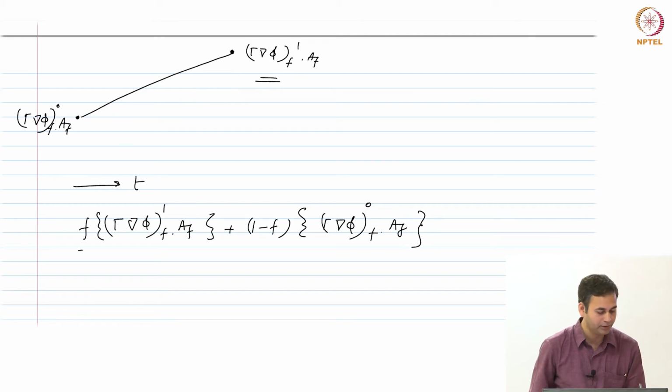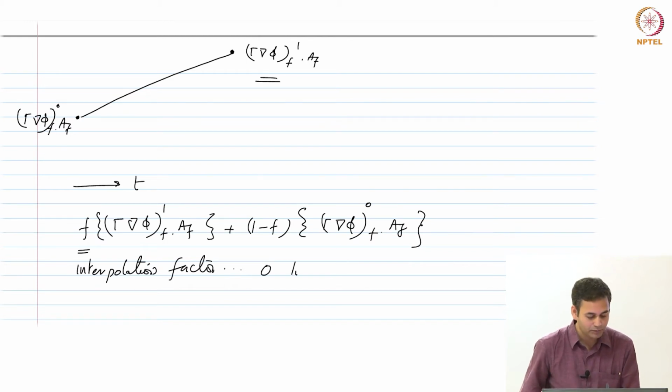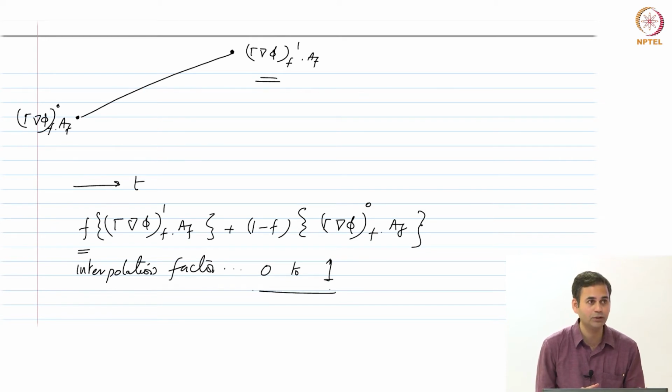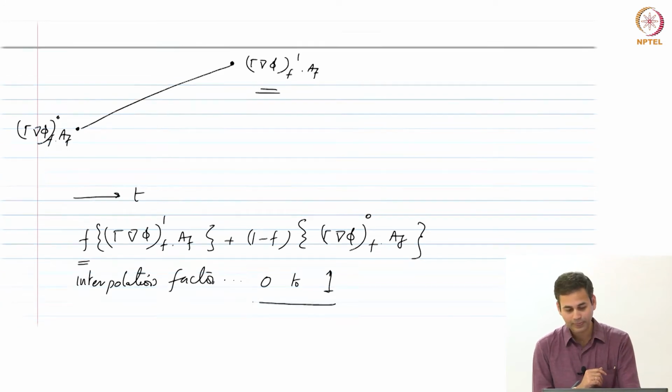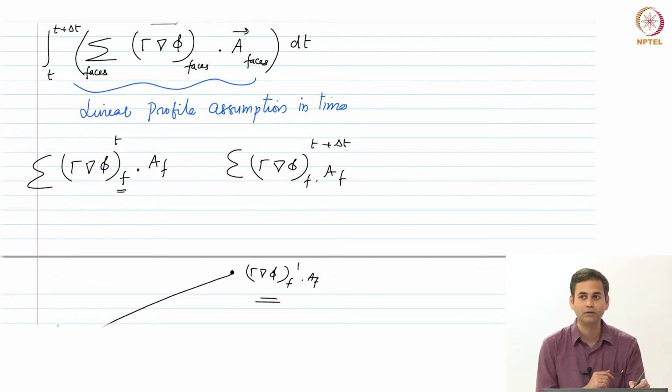Where this f here is my interpolation factor, which I have not defined yet. It is some linear interpolation factor. It could be anywhere between 0 to 1. I have introduced some kind of a linear interpolation between the 0 value and the 1 value, and I would say this is the value of the term that is there in the parenthesis here.